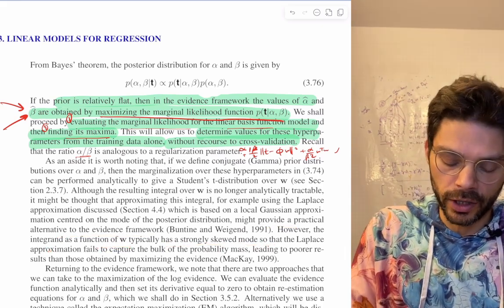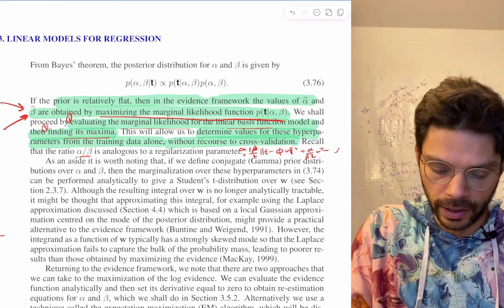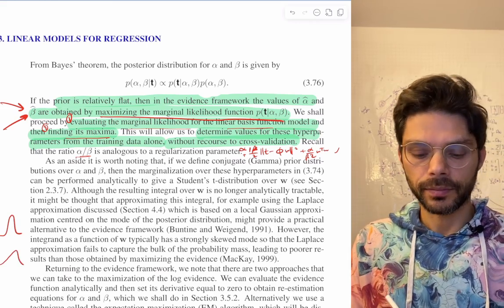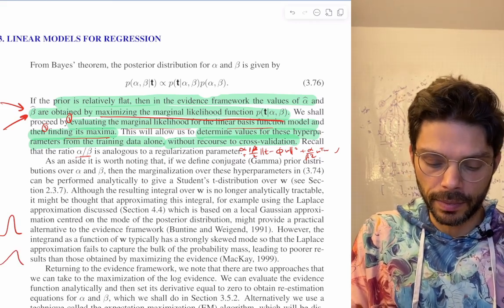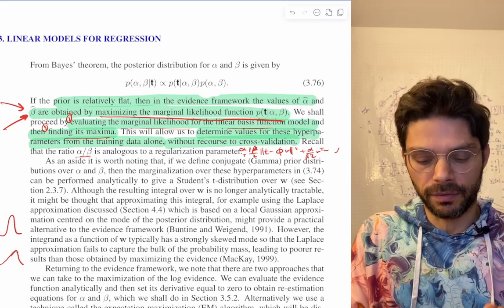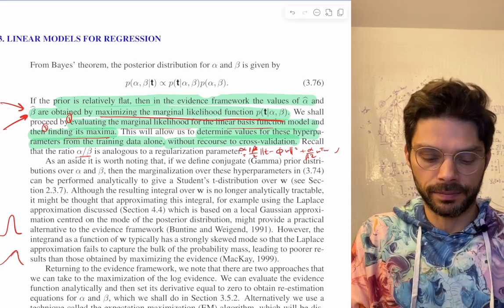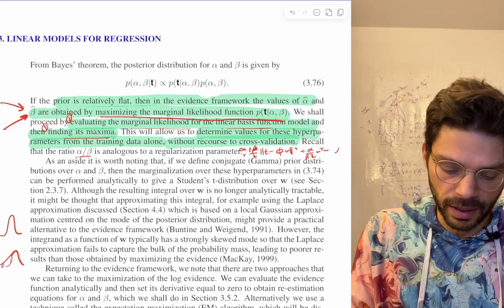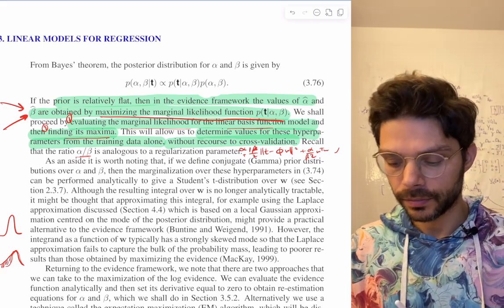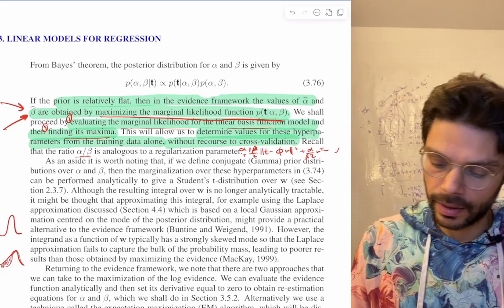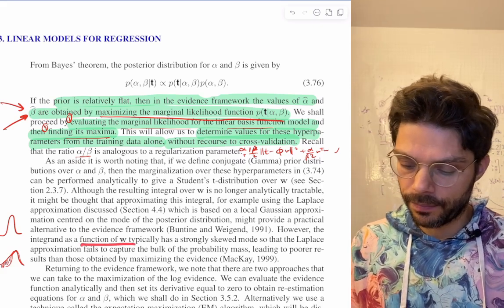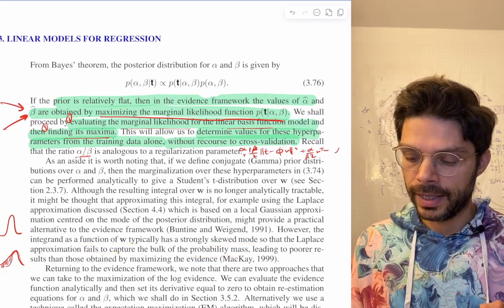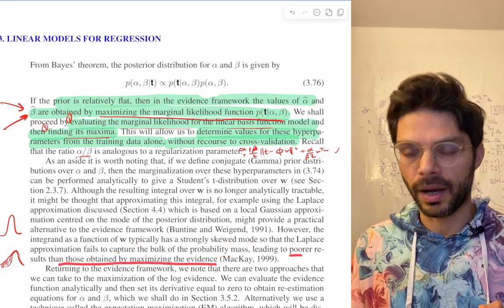So the idea is that you want your function around its peak to look like this, but actually it maybe looks like that. And so trying to model this function with something that is Gaussian, which has no skewness, is going to miss some of this probability. With strongly skewed modes, the Laplace approximation fails to capture the bulk of the probability mass, leading to poor results compared to those obtained by maximizing the evidence.